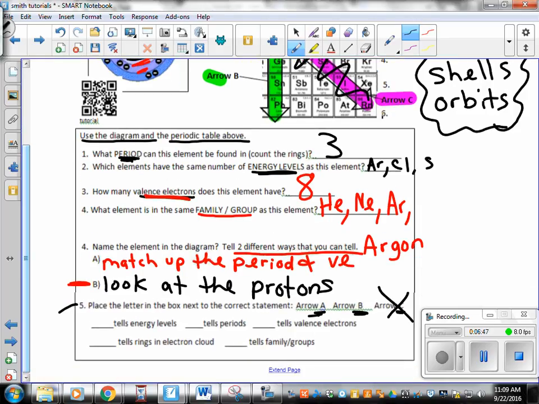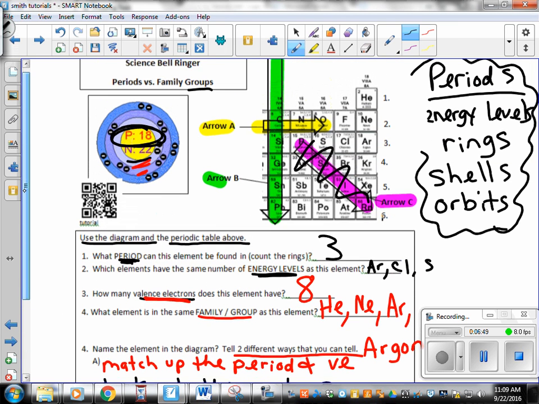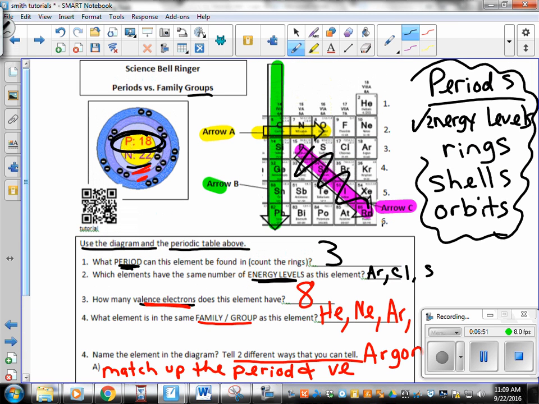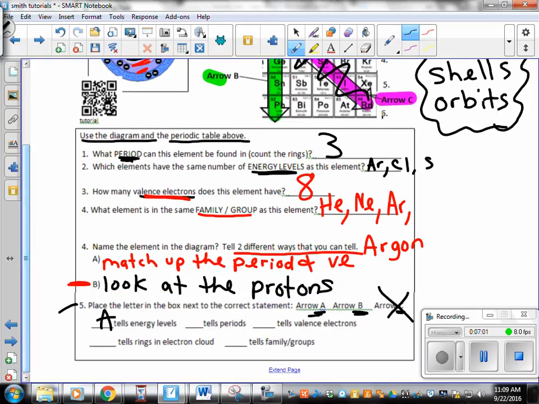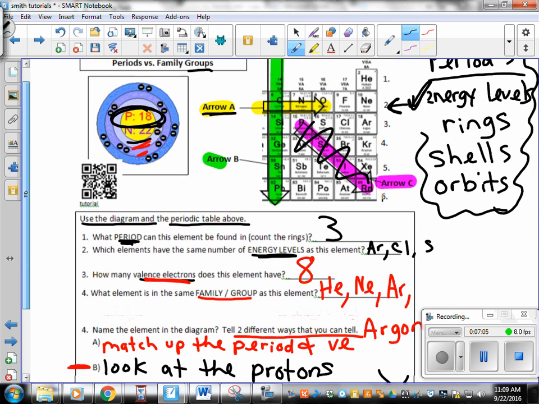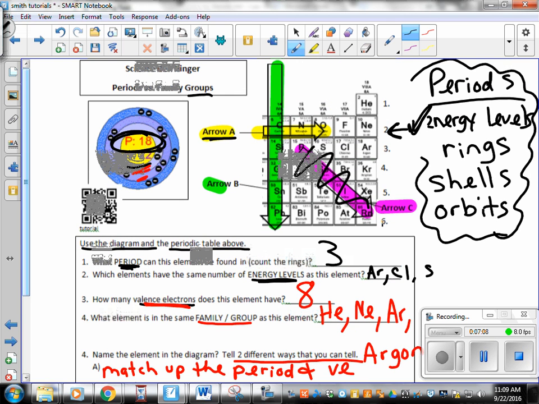So tells energy levels. Energy levels is by the period number. The periods tells you energy. They go across. So that would be arrow A. Tells periods. Remember we said energy level. You get that from the periods here. Period 3, 3 energy levels. Period 2, 2 energy levels. So again, that's arrow A. It goes across.